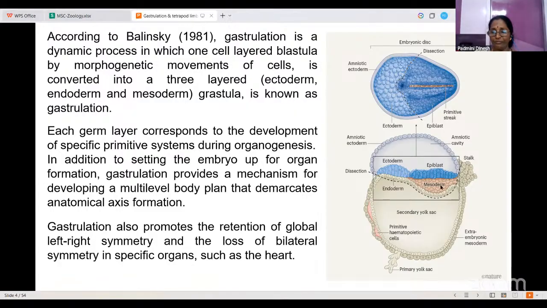So that's the formation of the embryo, and that's the ectoderm that is going to be formed. The epiblast is going to give rise to new cells, that's the mesoderm in between, and after the ectoderm and the mesoderm, the one that is going to be below is the endoderm.